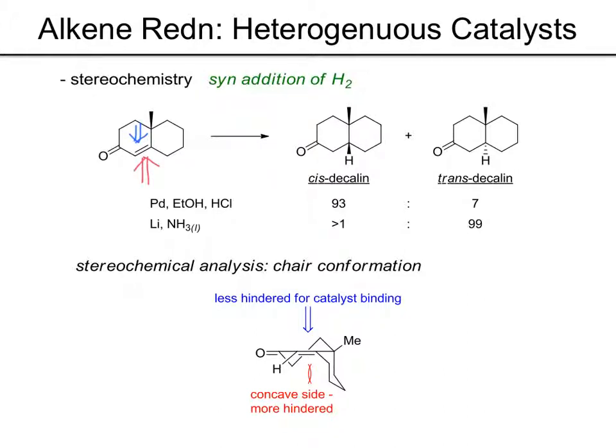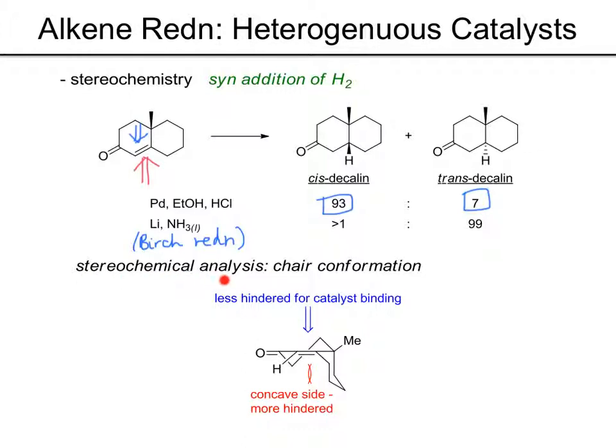In this particular example, if we have delivery from the top, we will form the cis-decalin. If we have delivery from the bottom, we will have the trans-decalin. If we look at hydrogenation, we find that the cis-decalin is favored in a 93:7 ratio, whereas if we use the Birch reduction, which undergoes a single electron transfer mechanism, so in that case we're using lithium and liquid ammonia, we almost exclusively favor the trans-decalin.